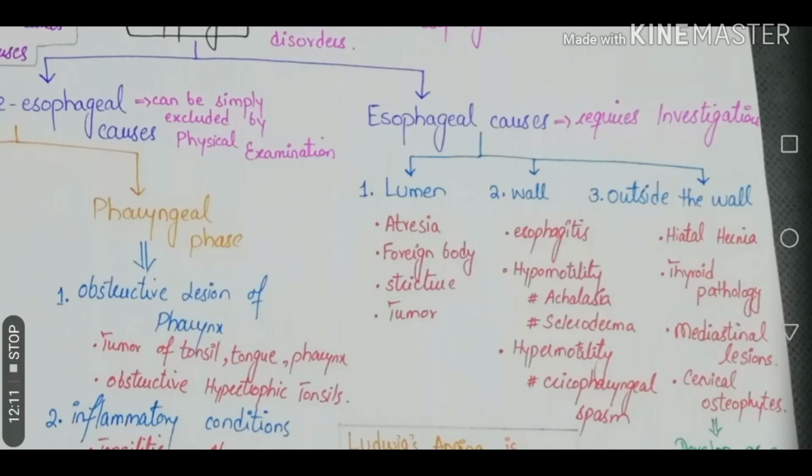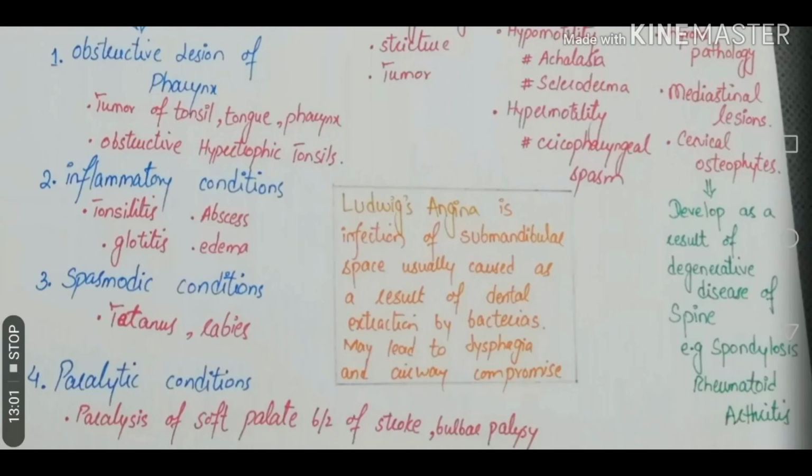Now, if there is any pathology outside the wall, it can also cause dysphagia. For example, if there is hiatal hernia and thyroid pathology, then similarly any mediastinal lesion or even cervical osteophytes. Now, what is a cervical osteophyte? Cervical osteophytes develop as a result of degenerative disease of the spine, for example, spondylosis and rheumatoid arthritis.